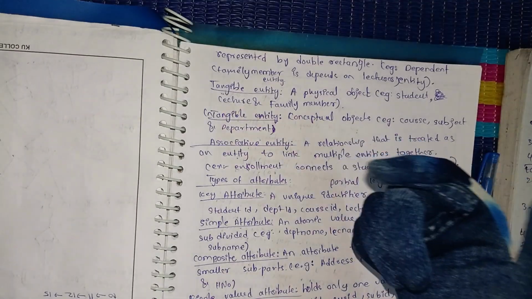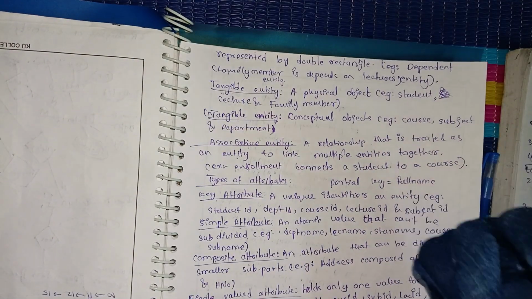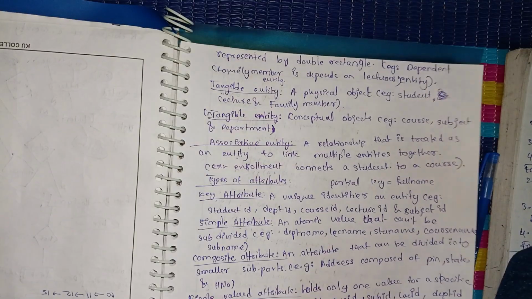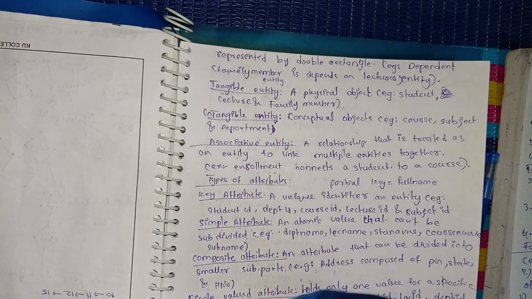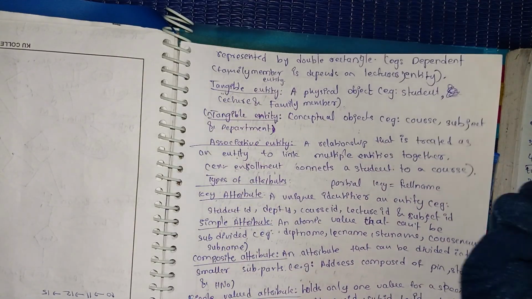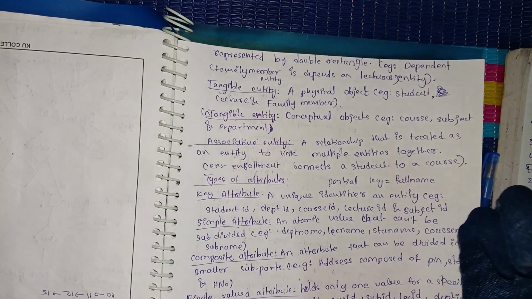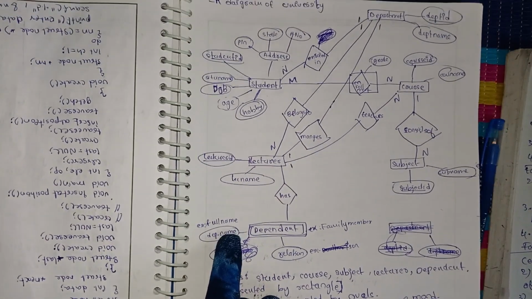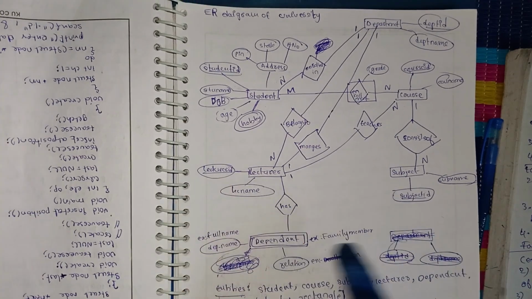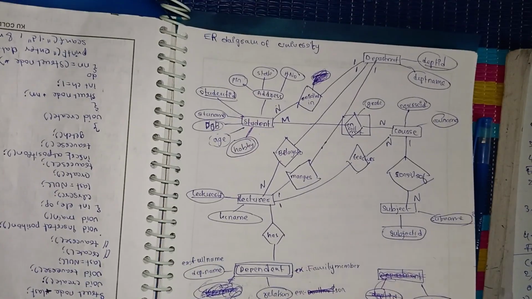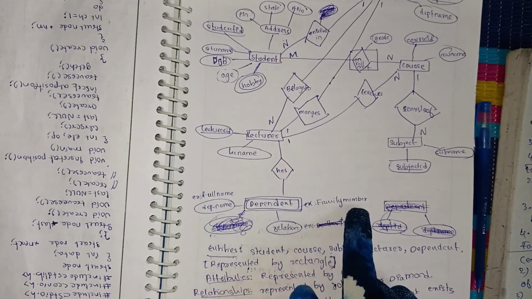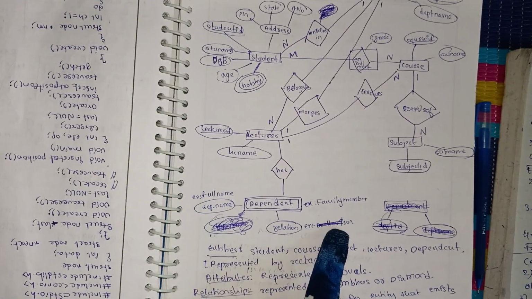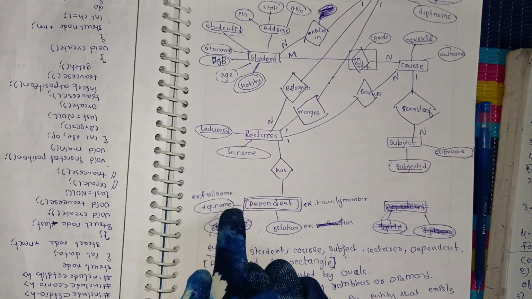Okay, because a weak entity contains a partial key. Partial key means it combines with the primary key of the strong entity and uniquely identifies all rows in the weak entity table. So that's why the department dependent name combines with lecturer ID and uniquely identifies each row in this dependent table. A dependent can be a family member, or the relation is a son, for example, and the dependent name is the full name.